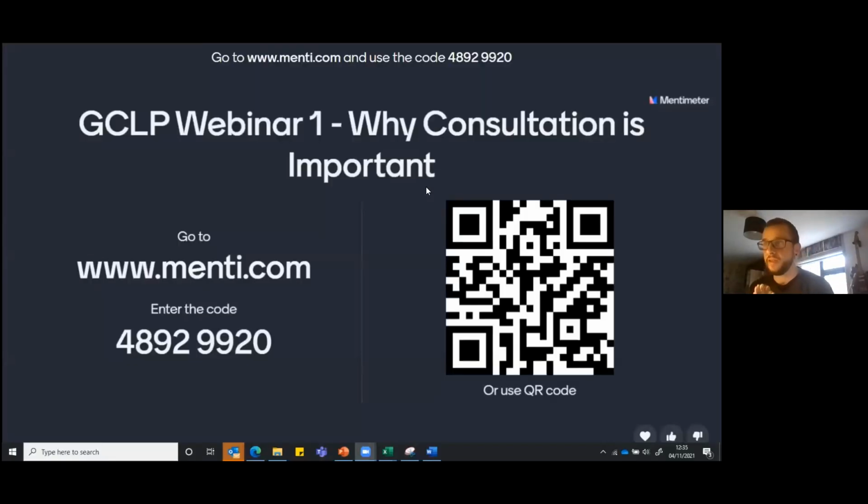So hopefully you can see my screen again. I'm really sorry that we've got two Mentis. It's a different code this time, so you will have to enter a different code or scan that QR code again. I apologise about that. That's just our naivety on Menti at the moment, and we'll be working on getting that better for next time.